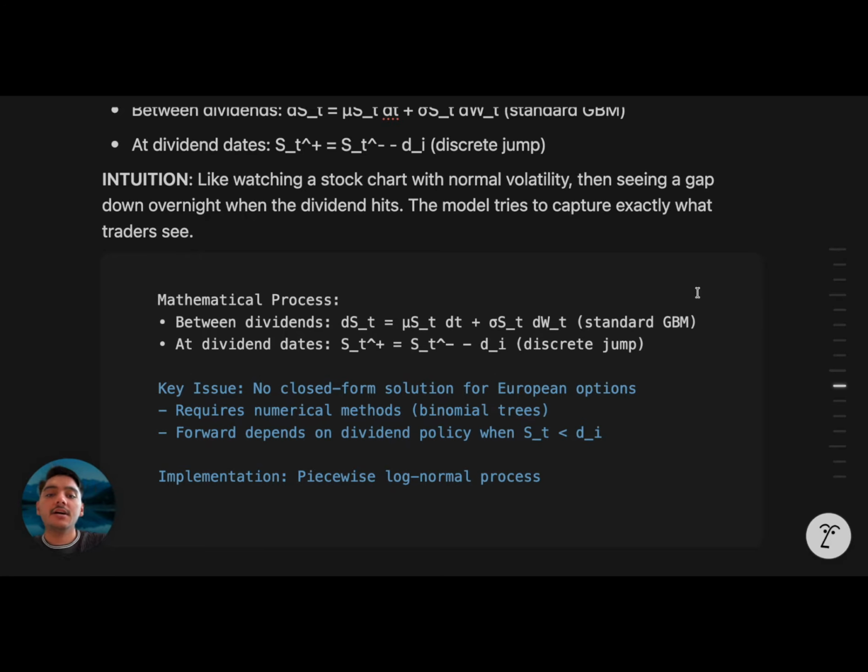Smooth trading punctuated by dividend drops. It preserves the realistic stock behavior. In between dividends, it is standard GBM. At dividend dates, a discrete jump. It's like watching a stock chart with normal volatility and then seeing a gap down overnight when a dividend hits. So the model tries to capture exactly what traders see.